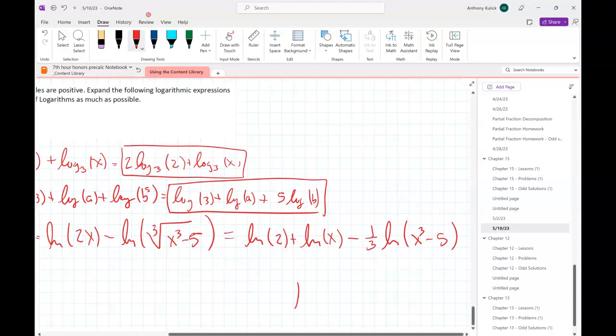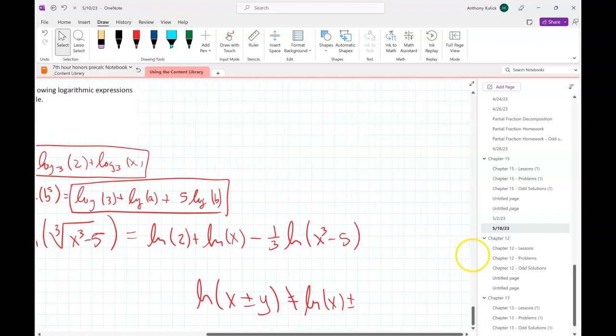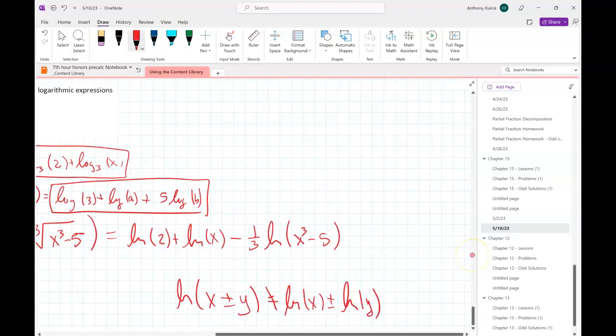So, well, this thing is never true. So you can't distribute a logarithm. So you can't separate them that way. I see an exponent here, though. Could I do another power rule here? What do you think? Yeah.